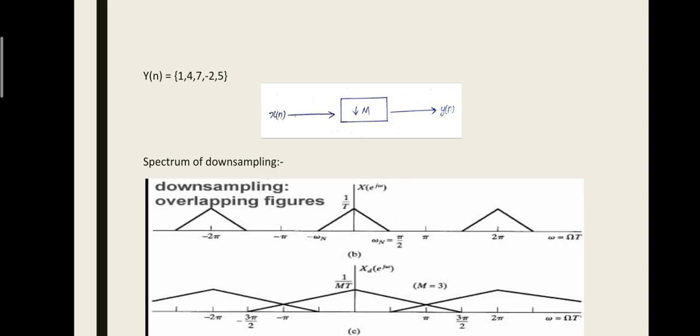And the figure below shows the spectrum of downsampling. The first figure shows the spectrum of the original signal. And in downsampling we are going to ignore some samples. So this causes stretching of the signal, which causes overlapping. In order to avoid this, we use a low pass filter called an anti-aliasing filter, which is used before downsampling.